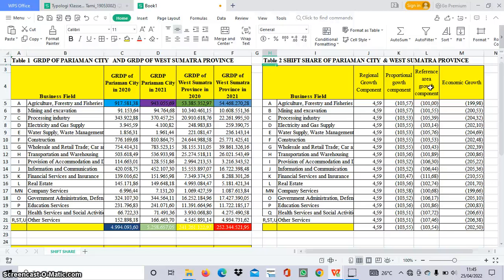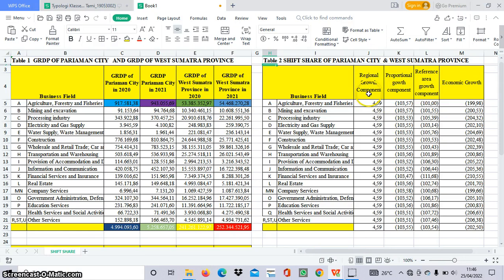Second, the proportional growth component, which measures the difference between the growth of the reference economic sector and the aggregate growth. If this component in one sector of the reference area is positive, it means that the sector is developing in the reference economy. On the other hand, if it is negative, the sector performance will decline.